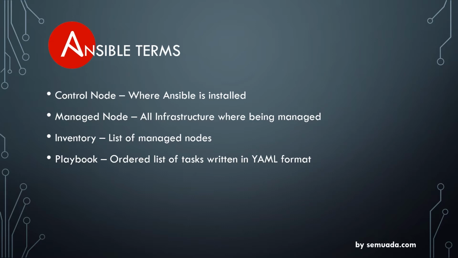The next one is inventory. To put it simply, inventory is the list of managed nodes. And then playbook. What is a playbook? A playbook is an ordered list of tasks written in YAML format, which means this is the configuration file that you need to change or update before pushing the changes to the managed nodes.